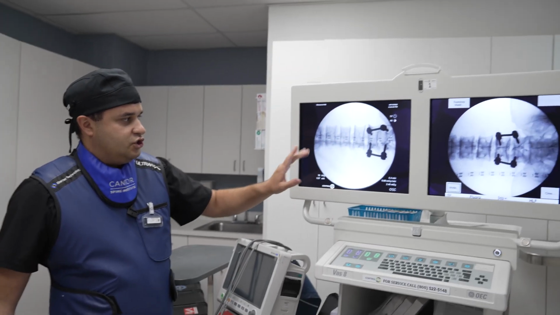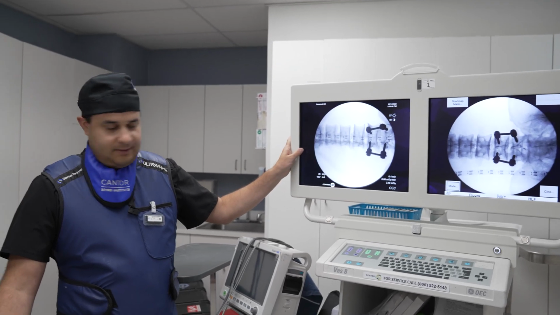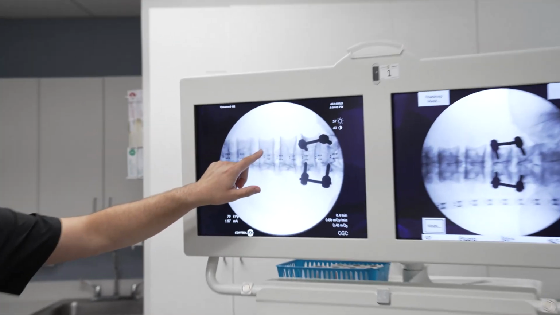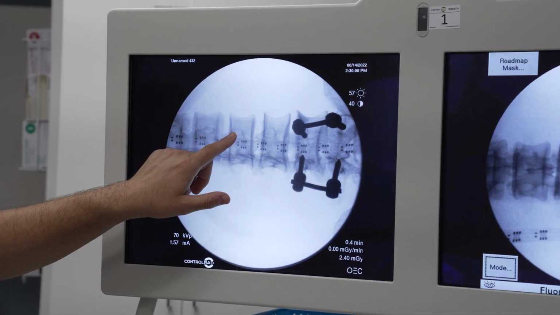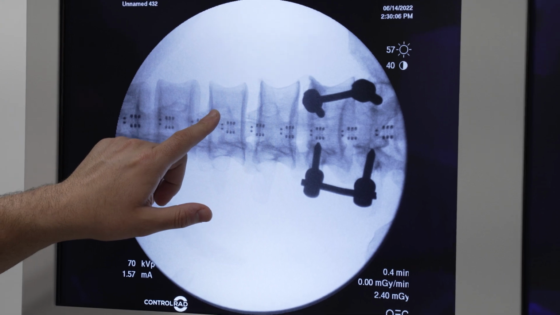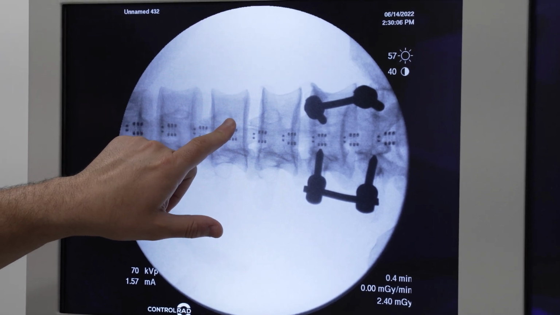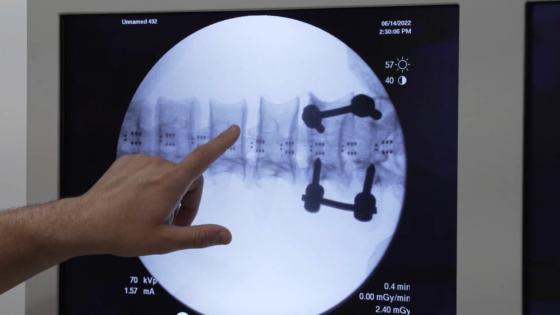So now, where's our target spot for a transforaminal injection? It's going to be right underneath the eye of the Scotty dog. The eye of the Scotty dog is the pedicle. We need to get past the pedicle to get into the foramen. So we need to be right below that pedicle. So I'm going to want to give myself more space here.